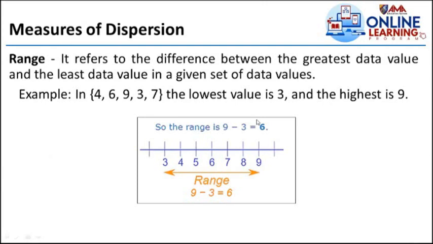The range refers to the difference between the greatest data value and the least data value in a given set of data values. Example, in 4, 6, 9, 3, 7, the lowest value is 3 and the highest is 9. So the range is 9 minus 3, which is equal to 6. Highest minus the lowest is what we call the range of the data set.